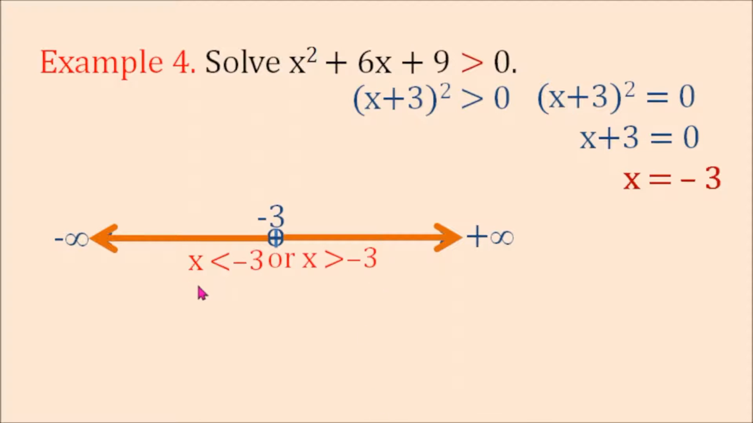We have another way of writing our answer. That's from negative infinity to negative 3, union from negative 3 to positive infinity.